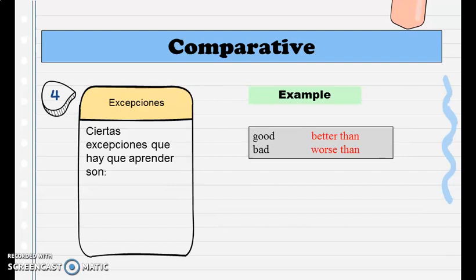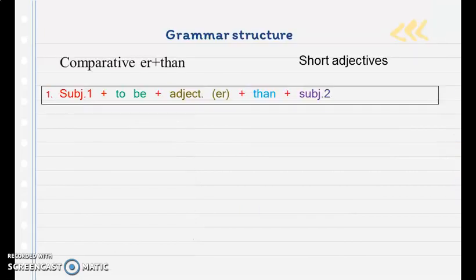Now exceptions. That would be the fifth rule. If you have the adjective good, the comparative is better than. If you have the adjective bad, the comparative is worse than. These are exceptions. Estas son excepciones. Si tenemos el adjetivo good, que es bueno, cambia a mejor que, better than. Y si tenemos bad, malo, ese adjetivo cambia a worse than, peor que. Y estas son excepciones, exceptions.